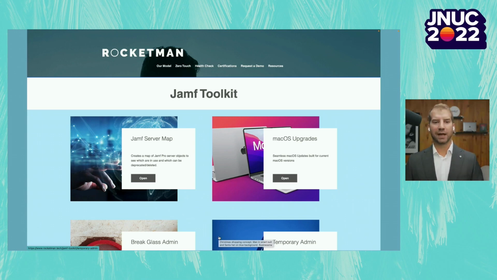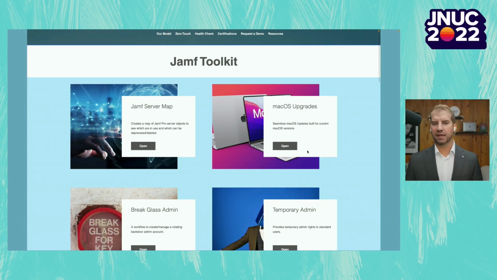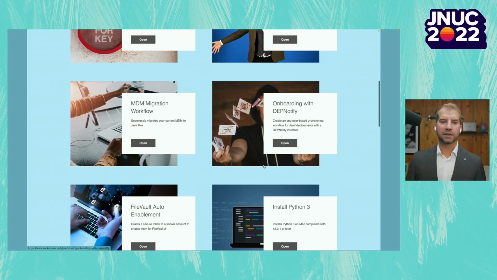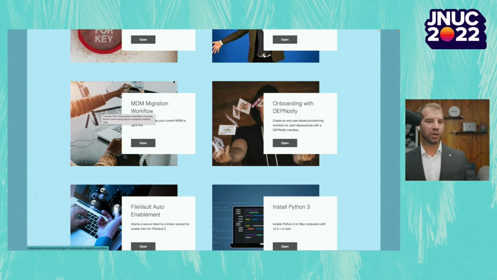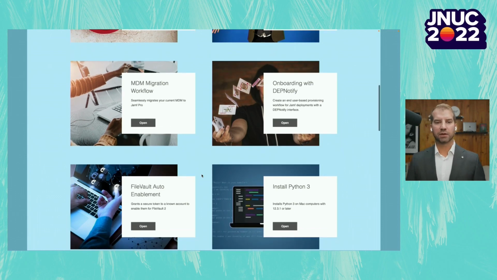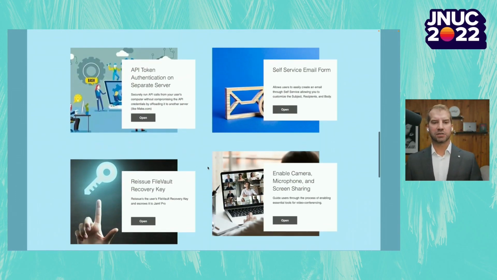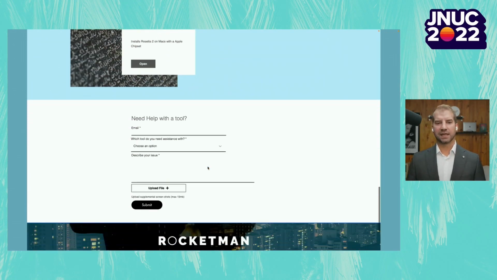That's a really cool application that gives you a bird's eye view of your server and allows you to organize and categorize things. We also have the break glass admin, which gives you a backdoor admin account that rotates on each computer. There's a temporary admin. If you want to migrate from one MDM server over to Jamf Pro, we have a really slick workflow for doing that. We have a DEPNotify starter script and many other things as you see here.